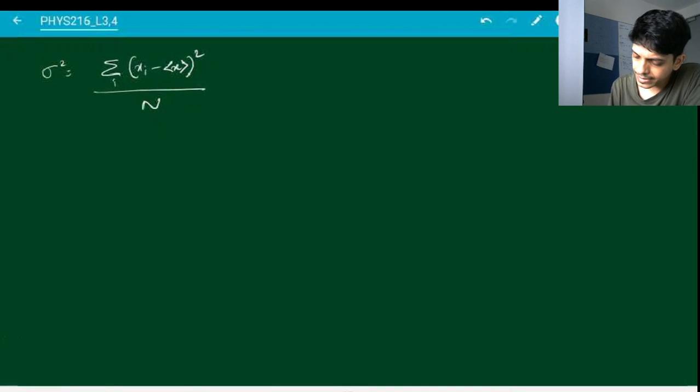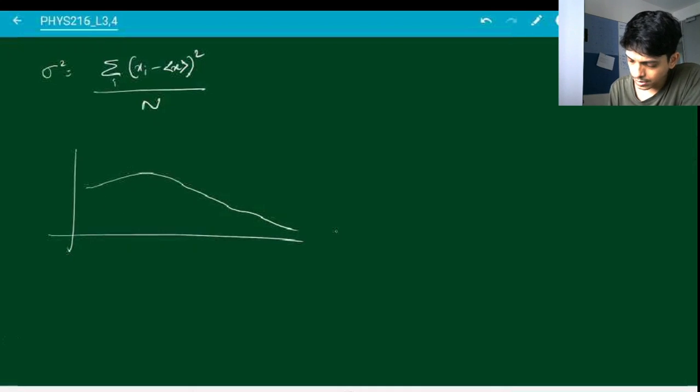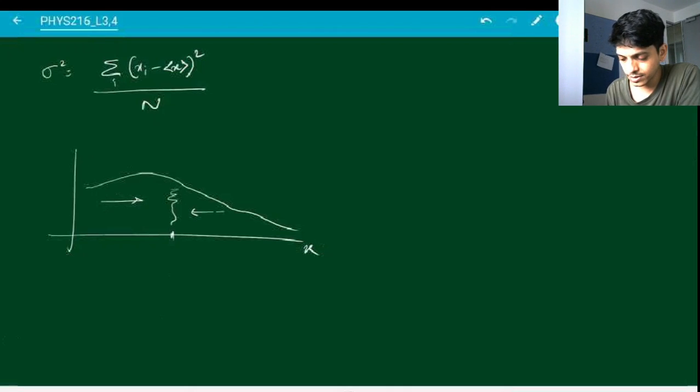So if you have some distribution, what does mean tell you? Mean is mean. You know what average means. It's some in between value of x. Literally what's between the lowest points and the highest points. That's the mean. It tries to tell you where the center of your distribution lies in some sense.